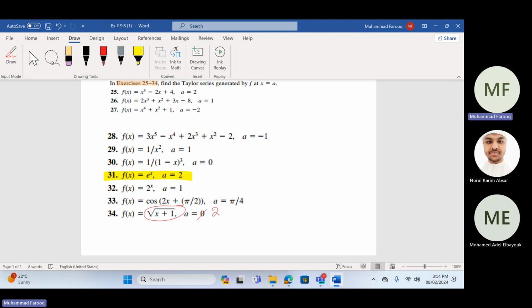Now make the series around 2, because a is 2. So f of a is e squared, plus e squared, and so on. Now make the pattern. Write the sigma form. We don't have a sign controller, all are positive. Good. It means there is no sign controller.